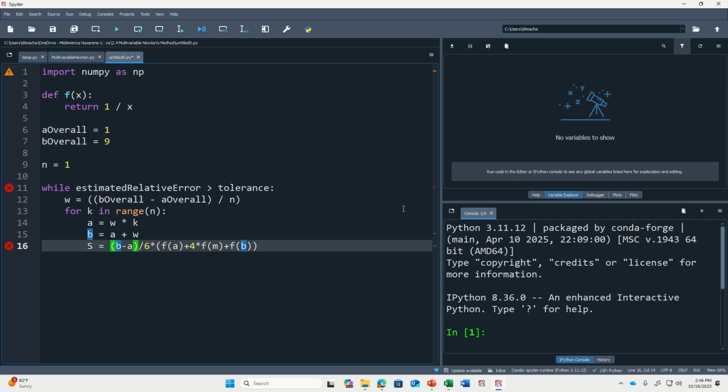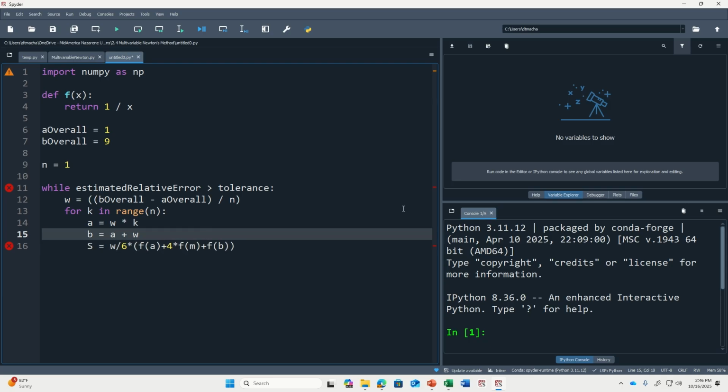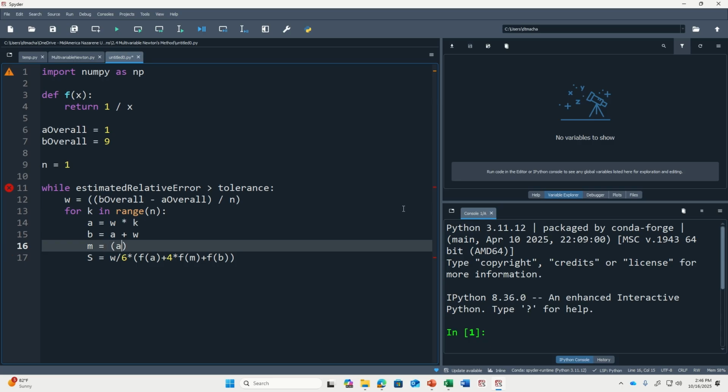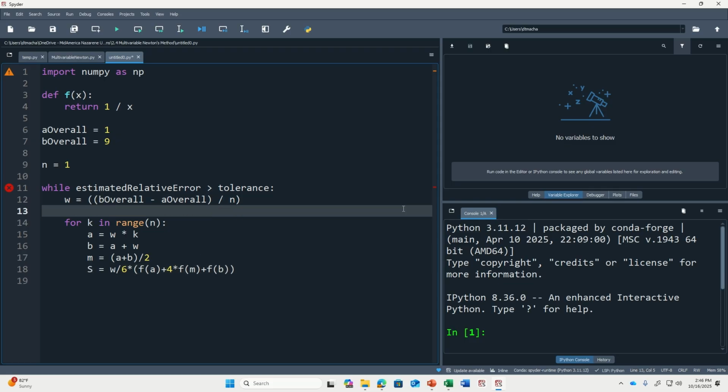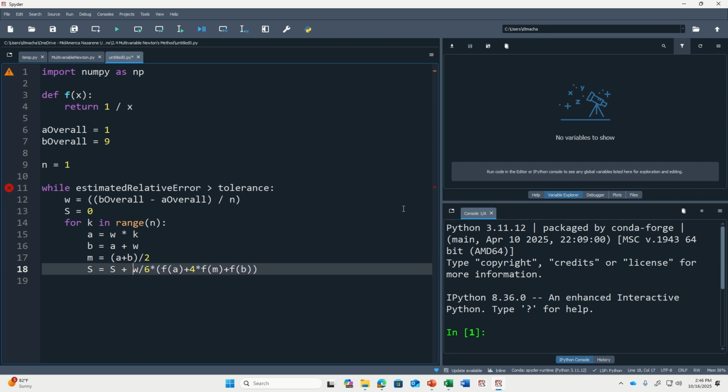So b minus a should just be the width. It should be w. W divided by 6. And m, I forgot m. So m is equal to a plus b divided by 2. And then I want my capital S to be something that grows over time. It's going to do a running sum of all of the Simpson's rules on the subintervals. So I do that, S equals S plus the new stuff.